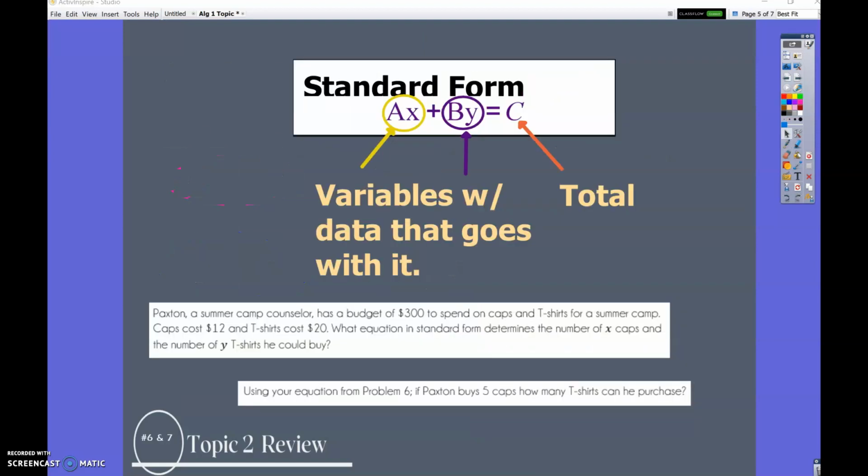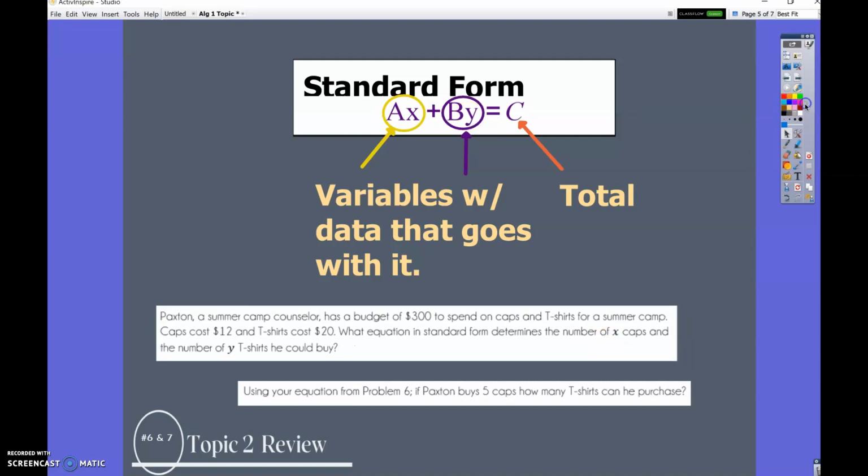For questions number 6 and 7, they're really focusing again on standard form and creating equations in standard form. The x and the y always represent 2 variables that you're discussing. Maybe it's chocolate candy and fruit candy. Maybe it's number of turtles and number of fish. Whatever the variables are, always look for the information. They might tell you what variables are represented.